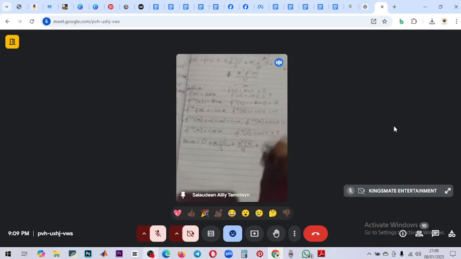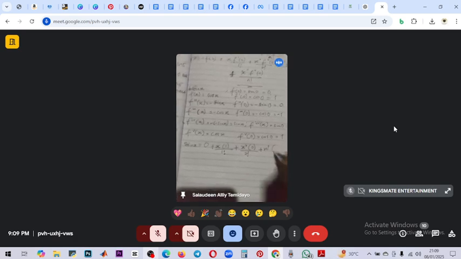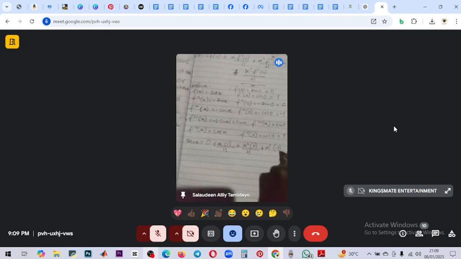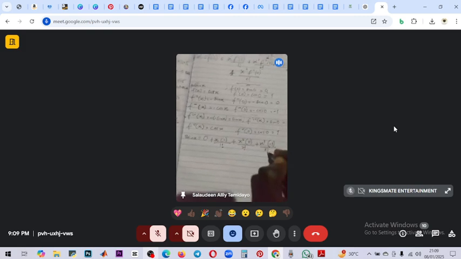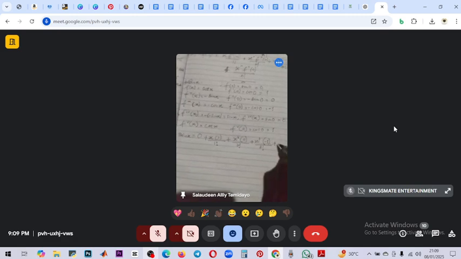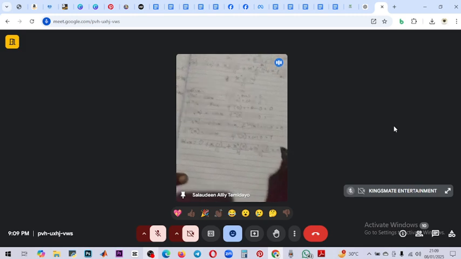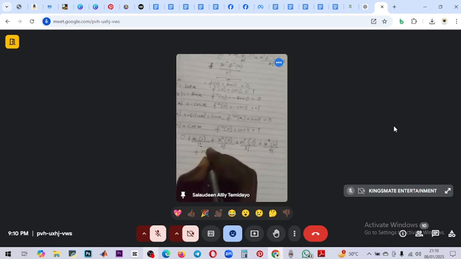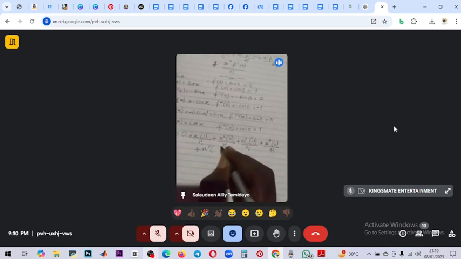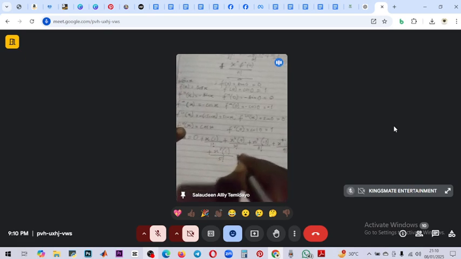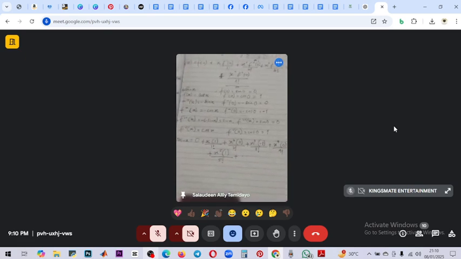Plus x cubed times f triple prime of 0. f triple prime of 0 is what? Minus 1, all over 3 factorial. Plus x raised to power 4 times f fourth prime of 0, which is 0, plus x raised to power 5 times f fifth prime of 0, which is what? 1 all over 5 factorial, plus to infinity.